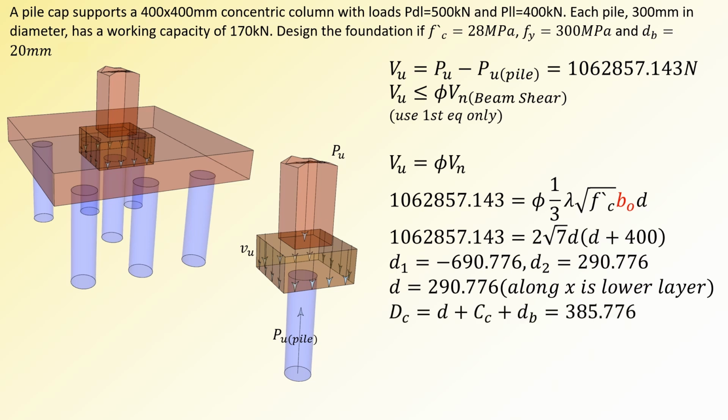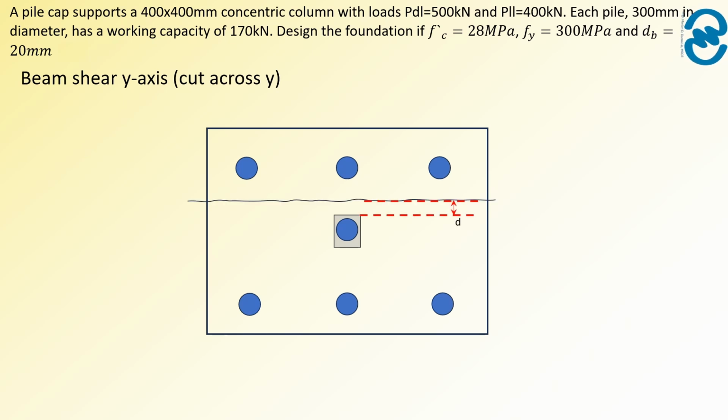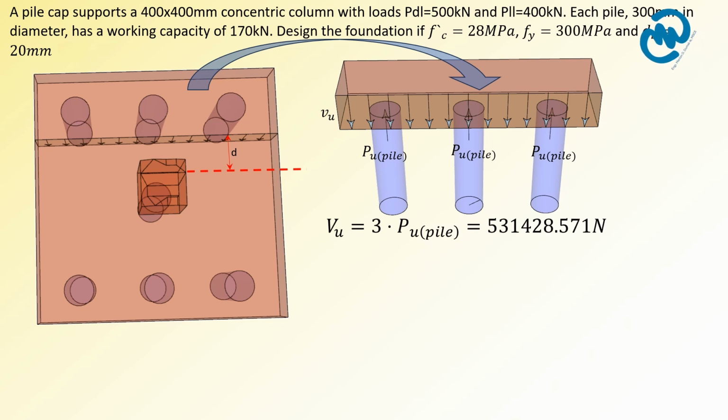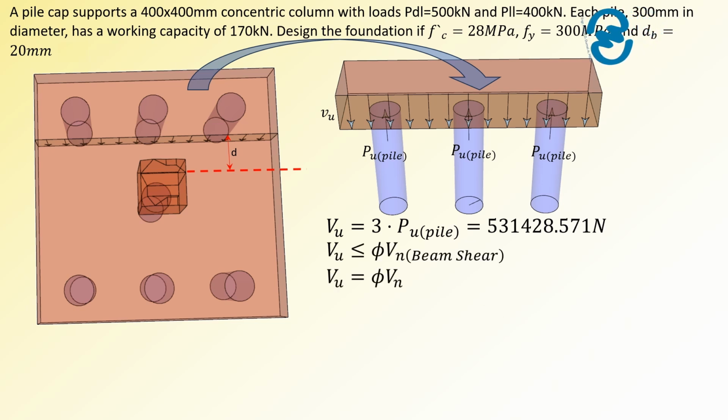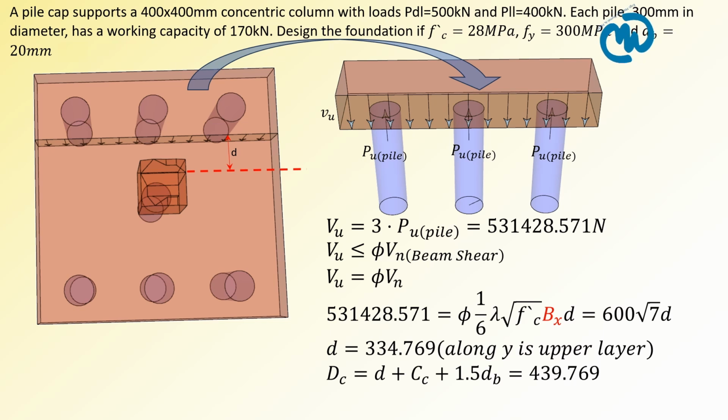Finally, we determine the pile cap thickness by adding the effective depth to the concrete cover and the diameter of the reinforcing bar. Next, we address beam shear, starting with the y-axis. After applying the section cut, 3 piles remain, meaning the ultimate shear is equal to 3 times the reaction of a single pile. This ultimate shear is then equated to the beam shear capacity, where the effective depth, D, is the unknown. Since the y-axis rebars are assumed to be upper layer bars, the pile cap thickness is calculated by adding the effective depth, the concrete cover, and 1.5 times the diameter of the reinforcement bar.